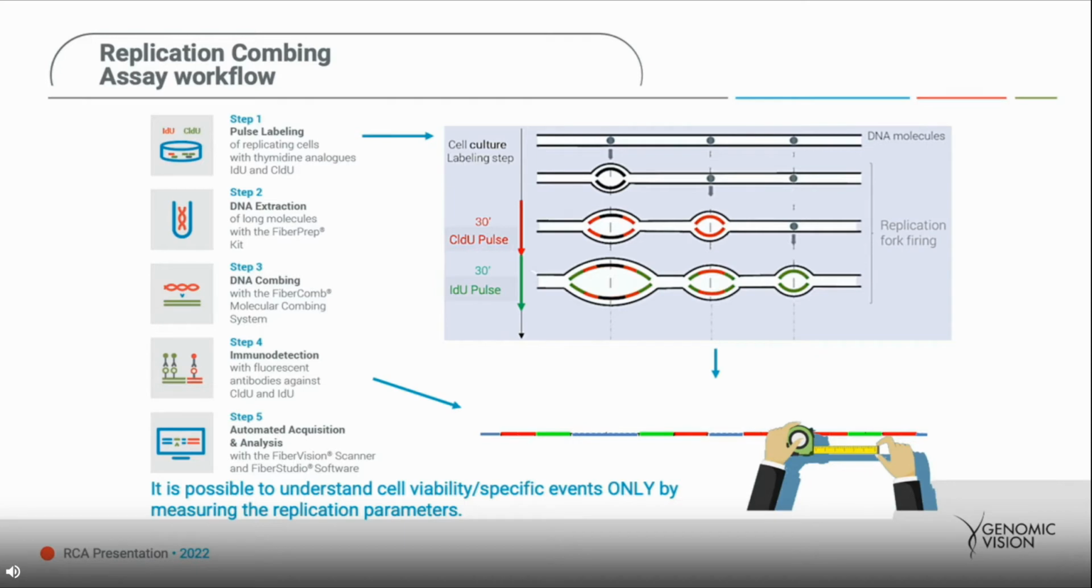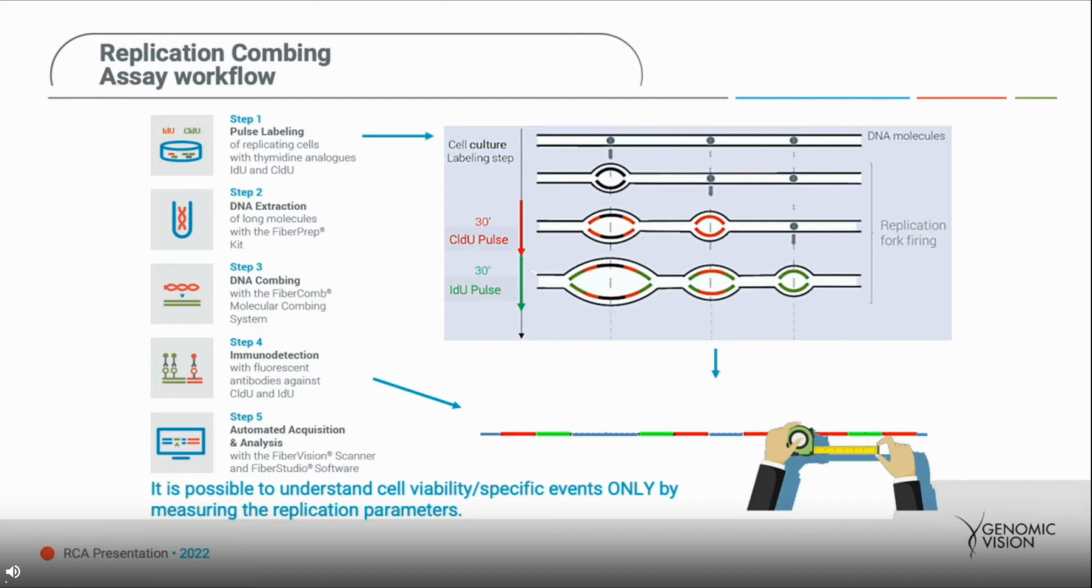After the first pulse, we wash out the CldU and we do the second pulse with IdU, which then shows the green track after the red track for the bubble 1 and the bubble 2. And we can only see the green for the third bubble as the replication firing only occurred during the second pulse labeling with IdU.